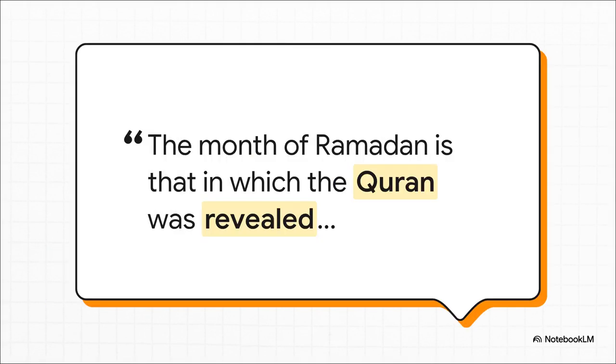The first big anchor point for this theory is found right here in Surah 2, verse 185. Why is this verse so important? Because it's the very first time the word Quran is mentioned. It links the word directly to the beginning of its revelation. So you can think of this as the first bookend in our puzzle.